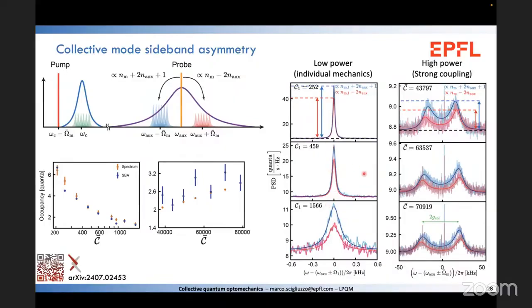And if we extract the population from this measurement, we indeed see that we are well in agreement with the previous measurement just from calibrated spectrum that we took. And importantly, this is a calibration-free measurement. The asymmetry just comes from quantum mechanics law.